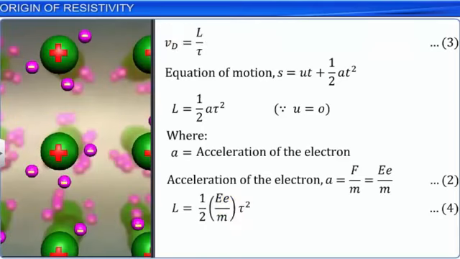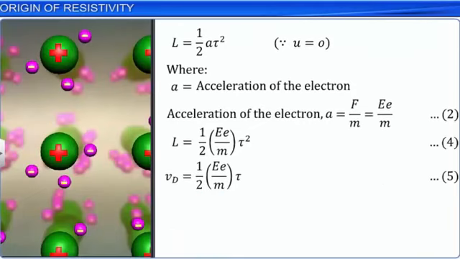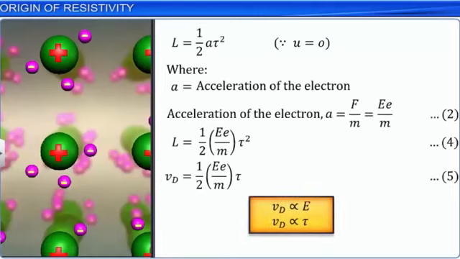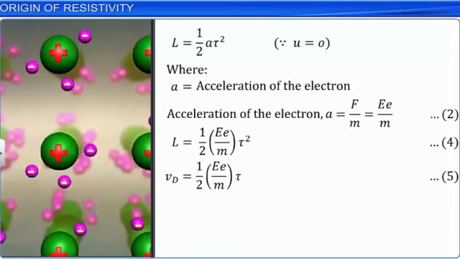From equation 5, it is clear that the drift velocity of the free electrons is proportional to the electric field strength E and the relaxation time tau. Equation 5 can be further simplified to get Vd equal to k into E, where k is a constant equal to E tau by 2m. Let this be equation 6. The constant k depends on the material of the conductor and its temperature.